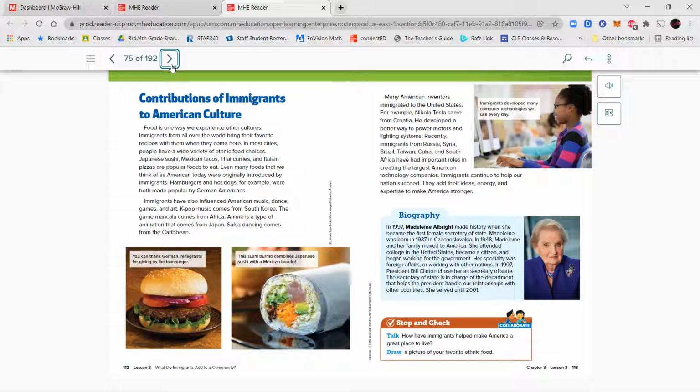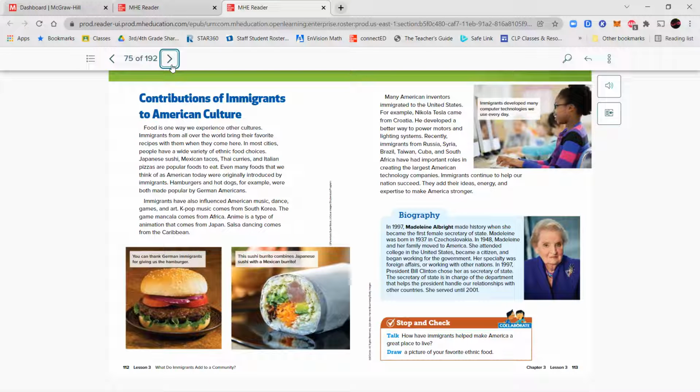Many American inventors immigrated to the United States. For example, Nikola Tesla came from Croatia. He developed a better way to power motors and lighting systems. Recently, immigrants from Russia, Syria, Brazil, Taiwan, Cuba, and South Africa have had important roles in creating the largest American technology companies. Immigrants continue to help our nation succeed. They add their ideas, energy, and expertise to make America stronger.